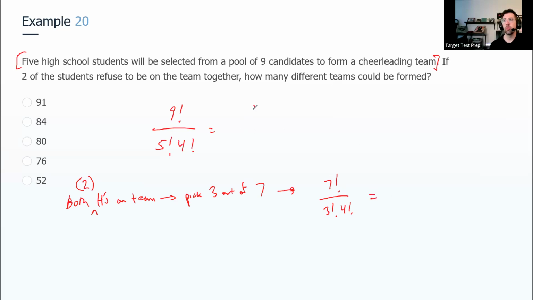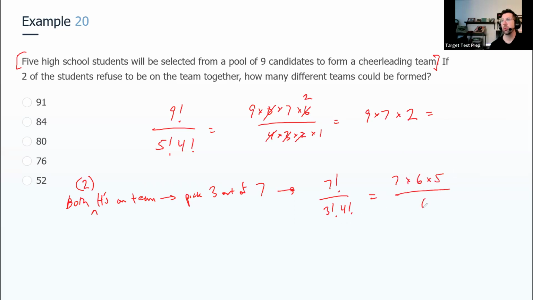So let's see what happens here. This is 9, 8, 7, 6. Cancels out 5 factorial, 4, 3, 2, 1. 4 and 2 cancel out with 8. 3 and 6 cancels out to just 2. So that's 9 times 7 times 2. And then this is 7 times 6 times 5 cancels out 4 factorial over 6, 3 factorial. So that's that. So that's 35. So what is this? This is 63 times 2. So 126. I hope I'm doing my math correctly, right?